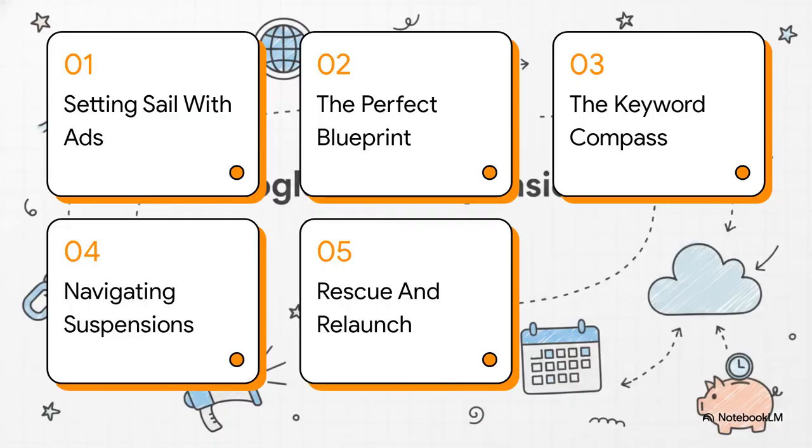Here's our itinerary for today's Explainer. 1. Setting sail with ads. 2. The perfect campaign blueprint. 3. Mastering the keyword compass. 4. Navigating Google ad suspensions. And 5. The rescue and relaunch. We're covering it all, from the basic campaign setup all the way through to advanced suspension recovery.